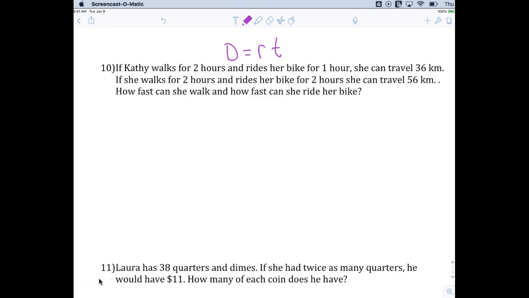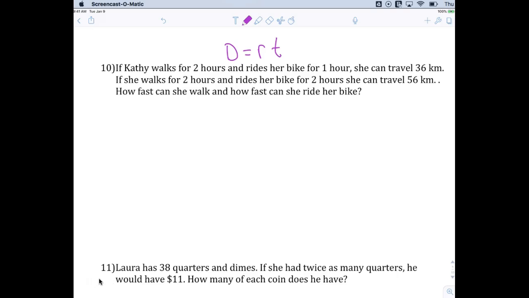Now, I want to talk about this problem because it's pretty tricky. First thing it says, if Kathy walks for 2 hours and rides her bike for 1 hour, she can travel 36 kilometers. If she walks for 2 hours and rides her bike for 1 hour, she can travel 56 kilometers. How fast can she walk and how fast can she ride her bike? That's what we're trying to figure out. All right, now I'm looking. What did you get?